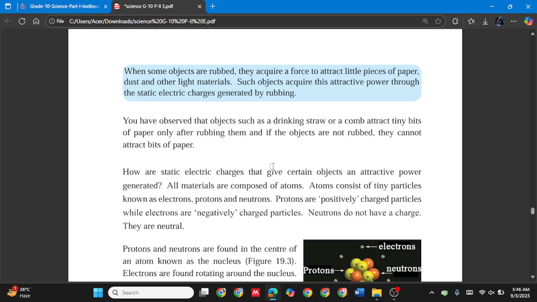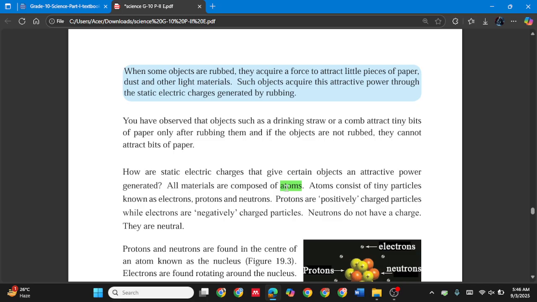How are static electric charges that give certain objects an attractive power generated? All materials are composed of atoms. You already know. All materials are composed of atoms.